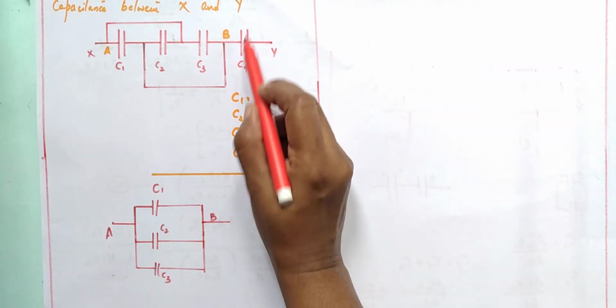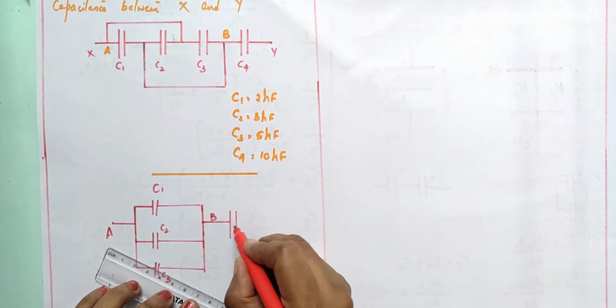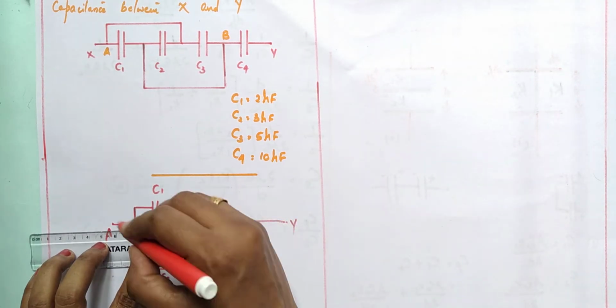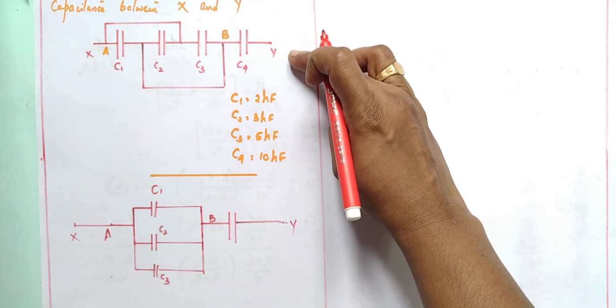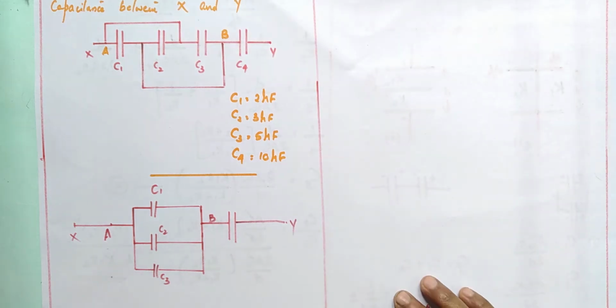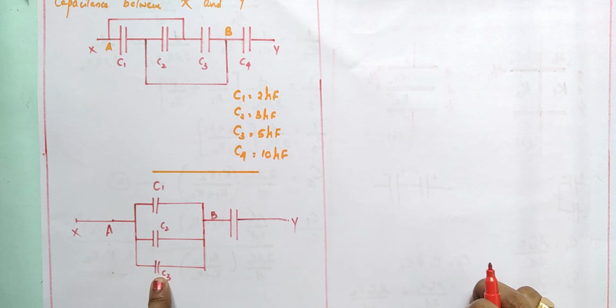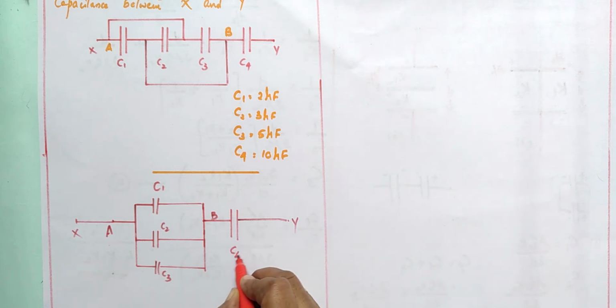And from the point B, capacitor C4 is connected. The point B is connected to C4 and the other plate of C4 is connected to the external point Y, and A is connected to X. So, this given circuit diagram can be redrawn like this. We have to think carefully and redraw the figure. A is connected to all the capacitors C1, C2 and C3 and B is connected to the other plates of C1, C2, C3. From the figure it is clearly understood that C1, C2 and C3 are connected in parallel and C4 is connected in series.